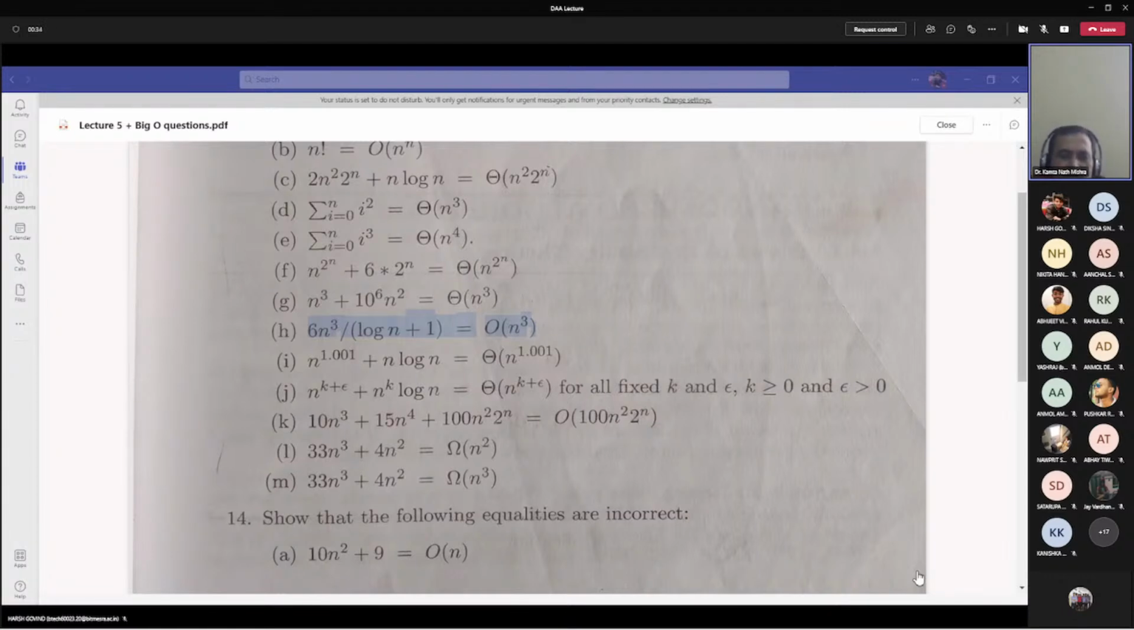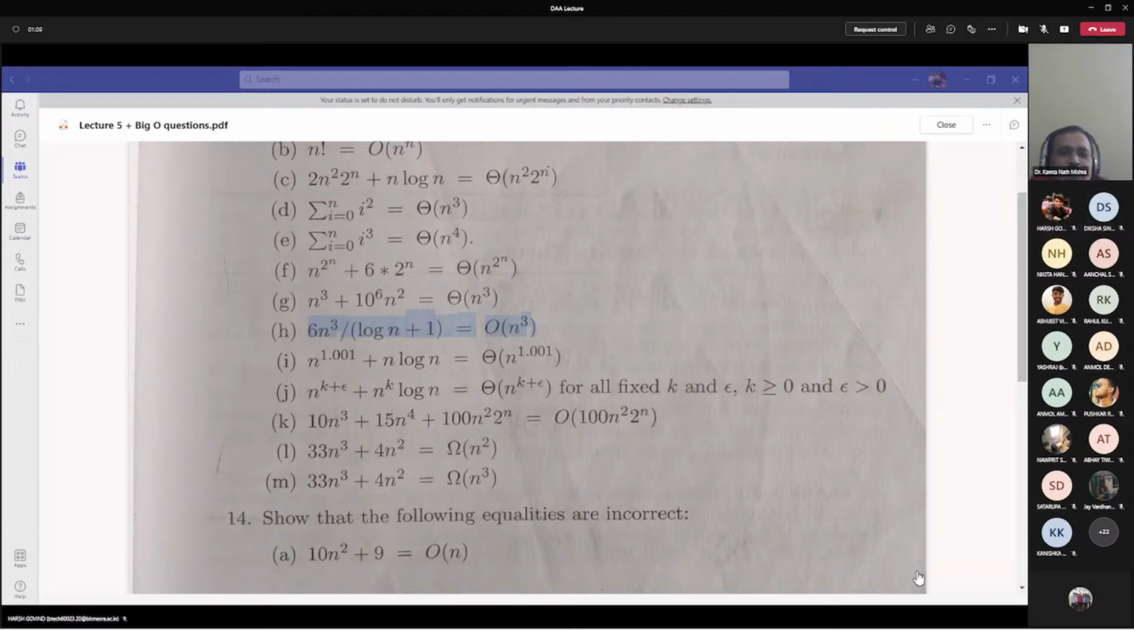If n is 1, then what will be F1? Sir, 6. 6 into 1 cube is 6. And what will be F2? 1, sir. And what will be F3? 1, sir. So you see, you are comparing F1 and F3. So when n is 1, F1 is 6, F3 is 1. Clear?